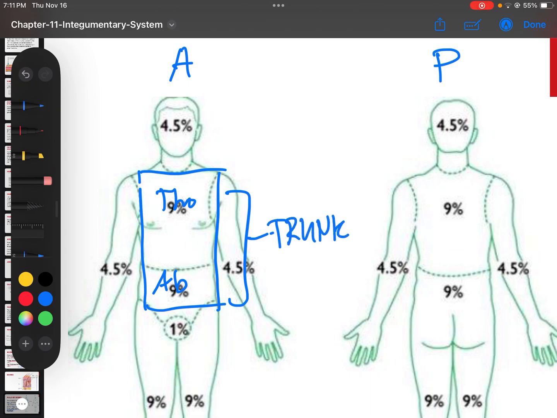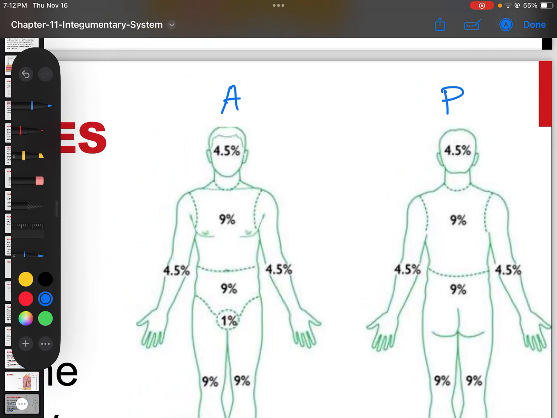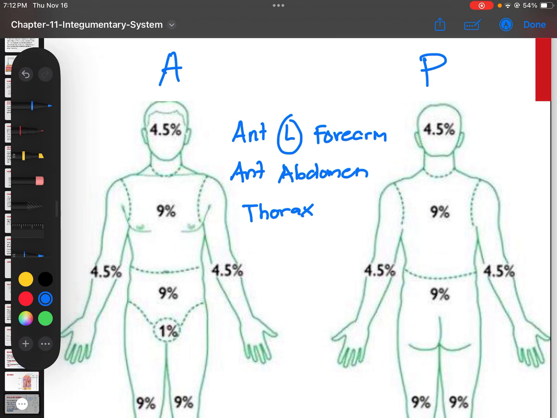Now, class, let me give you a situation for you to fully appreciate the rule of nines. Let's say, for example, the patient comes in and they have a burned anterior left forearm, and they also have a burned anterior abdomen, and they also have a burned thorax. Now, class, here is how we're gonna compute our rule of nines.